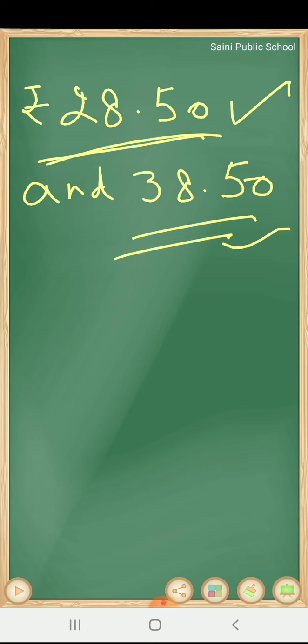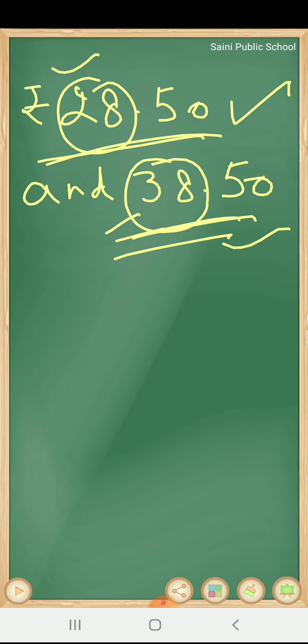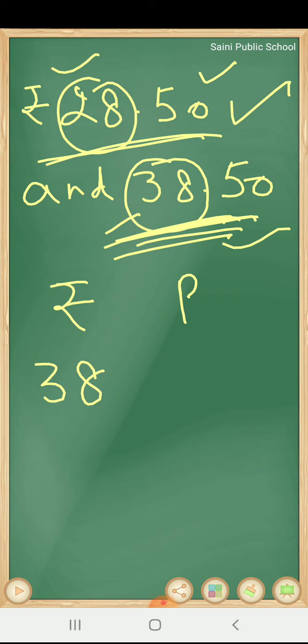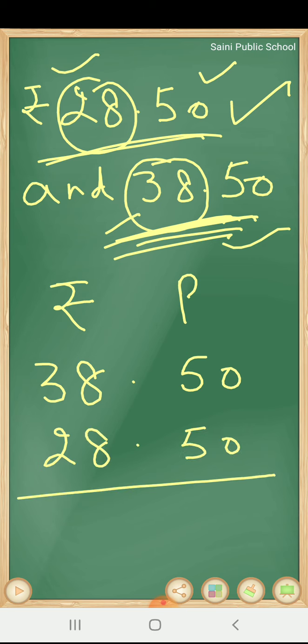For this we will compare the number on the left side, that is the bigger number. Now here is 38 and here is 28. So which number is bigger? This number is bigger. So first of all we will write this number and then this number. So let us start. First of all write units, rupees and paisas. Now this number is 38.50, because this is the bigger number. Now the second number is 28.50. Now start doing subtraction.